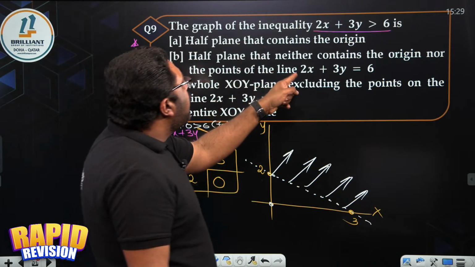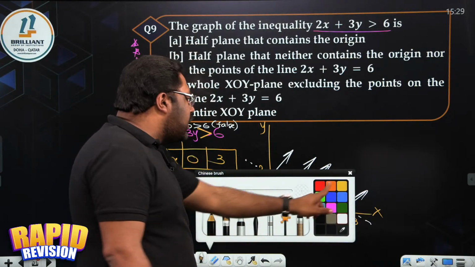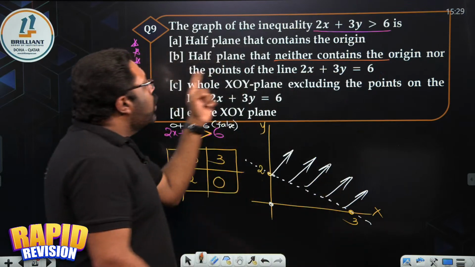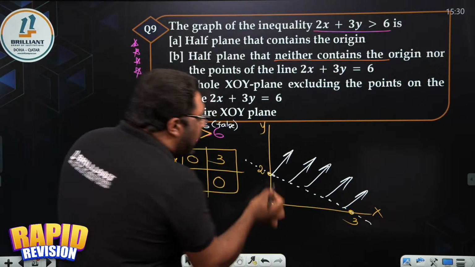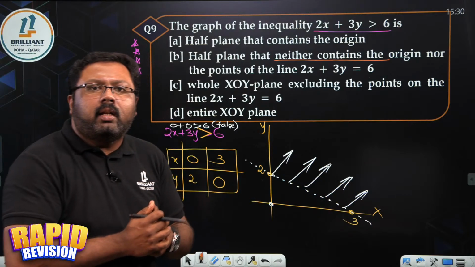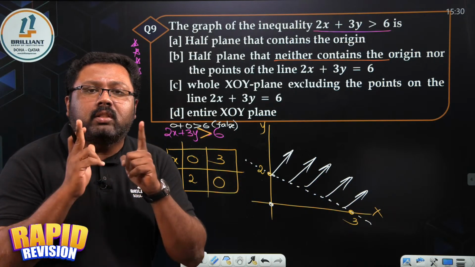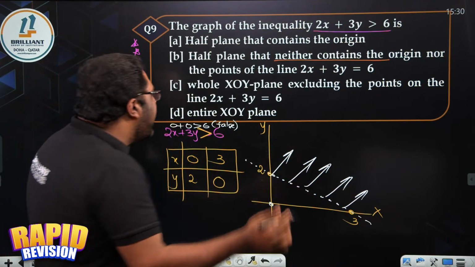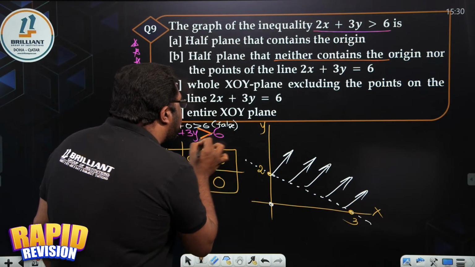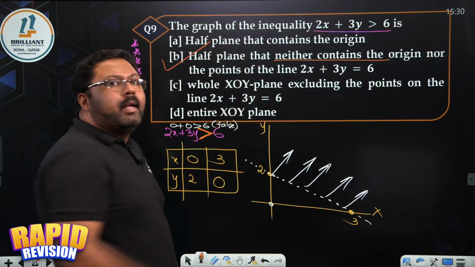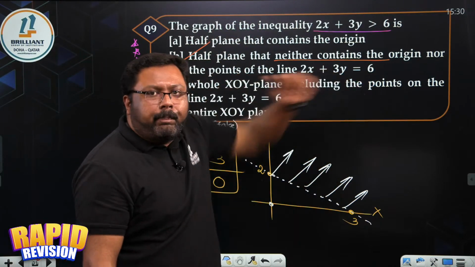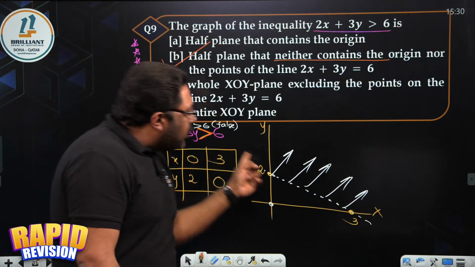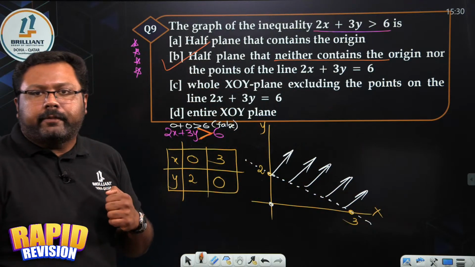It's a half plane that neither contains the origin nor the points on the line. See, it's a dotted line. Why dotted? Because it does not contain the line. If it's a bold line, it will contain it. Why did I draw the dotted line? Because it is strictly greater than. So option B is my answer: it's half of the plane that does not contain the origin and does not contain the points on the line.